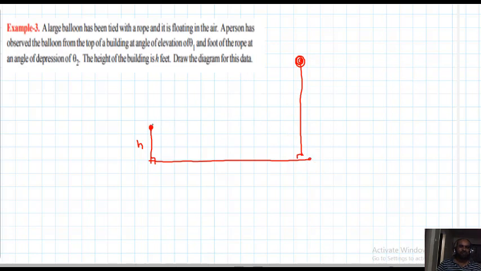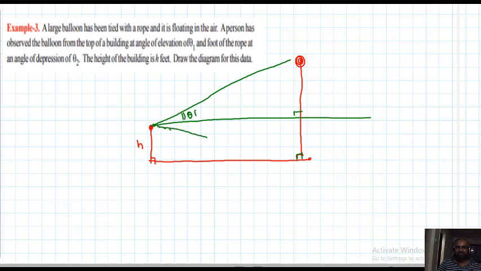Okay. So first of all, this vision ray, you need to always draw horizontal. So this is given as theta 1. This is the angle of elevation. Now the same person saw the bottom of the rope. So this becomes the line of sight, vision ray, between the observer's eye and that object. This is horizontal already. This is theta 2. Theta 2 is the angle of depression. So this is the diagram for that.